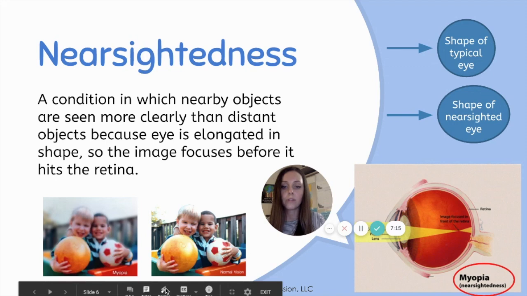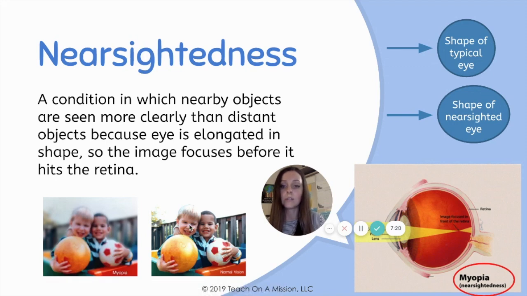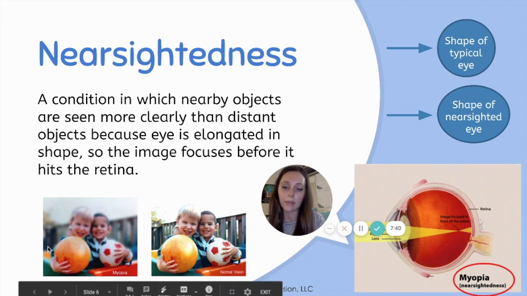Okay, so normal vision, someone who has 20/20, would look like this: the picture is very clear. You see both of the children and both of the balls that they're holding. Or if you were to have nearsightedness and you were to look at the picture, you'd see that the boys in the back are a little out of focus, but you're able to fully focus on this ball in the front because it's close to you.